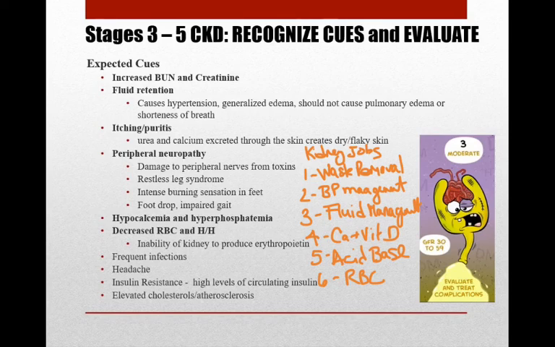We expect increased BUN and creatinine. We expect the itching and the pruritus. We expect peripheral neuropathy because we've got waste rolling around in our system. Blood pressure management, that should be on here as well. We expect increased blood pressure and increased fluid retention. And this is because the renin, angiotensin, aldosterone system is now being released from broken glomeruli and is increasing our blood pressure and increasing our fluid retention and increasing our sodium retention.